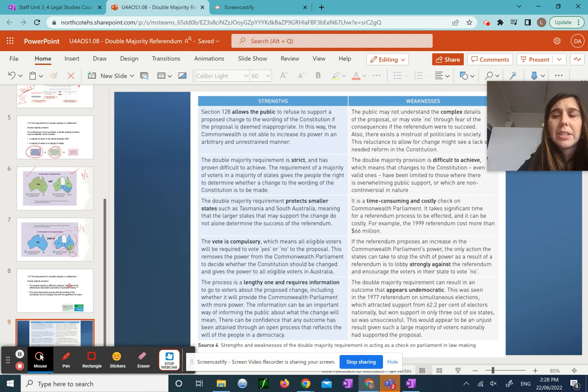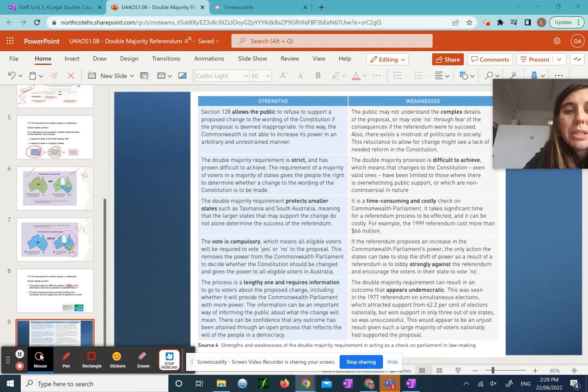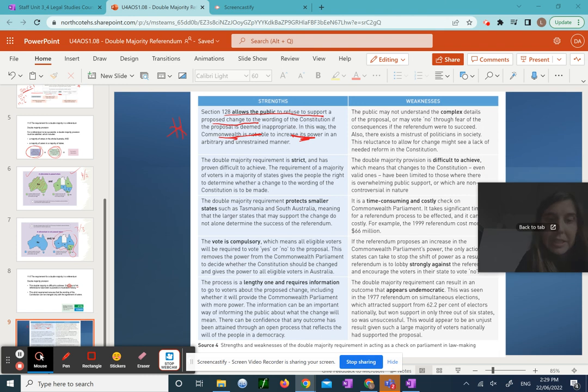So how does it act as a restriction or a check? Well, some of the strengths include the idea that Section 128 allows the public to refuse support for the proposed changes if it's deemed inappropriate. That means that the Commonwealth cannot make laws that may increase its power, because people will still need to vote on that. The second one here is the double majority is quite strict, which means that only changes that have really been thought about and consulted and supported by the community will occur.